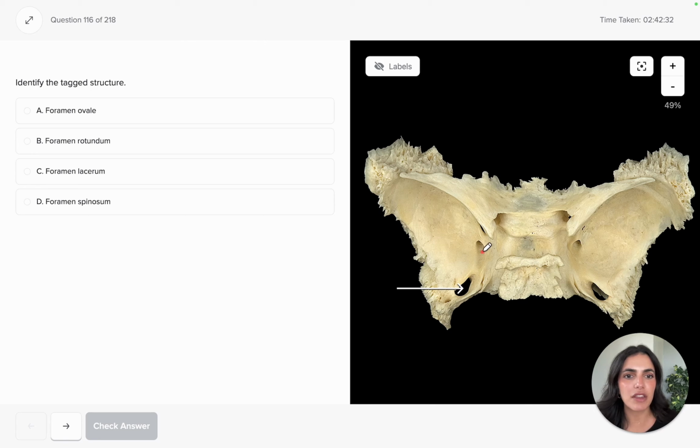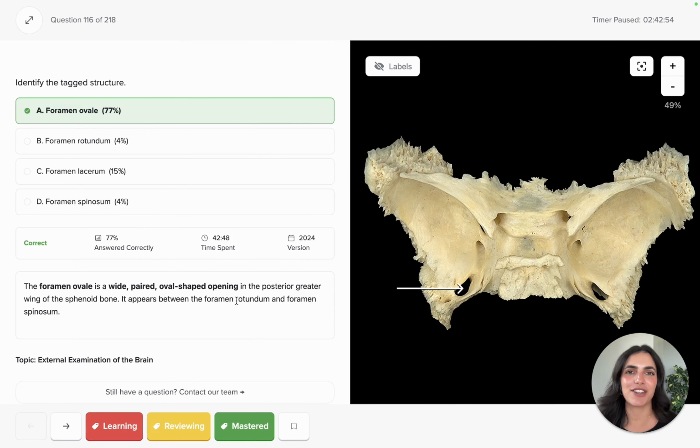Now, in between the foramen rotundum and the foramen spinosum is where we're going to find another oval-shaped foramen here. Because of its name, this foramen is going to be the foramen ovale. So let's go ahead and double check our answer here. Identify the tag structure. The tag structure is the foramen ovale, and that is our correct answer.